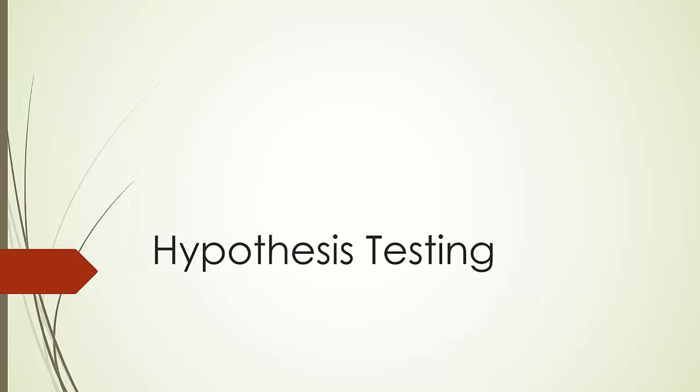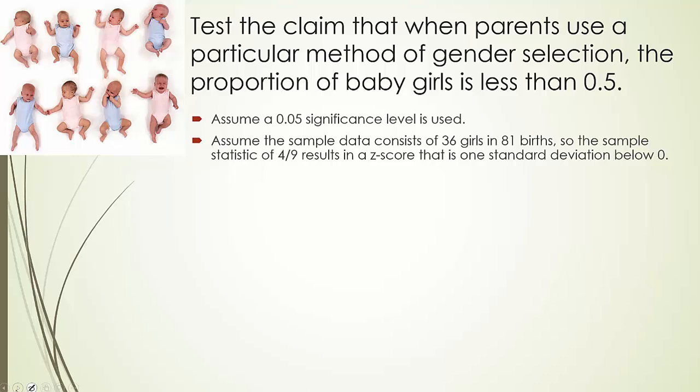In this video, we're going to look at hypothesis testing. We're going to look at this through the use of several examples. For our first example, we're to test the claim that when parents use a particular method of gender selection, the proportion of baby girls is less than 0.5. We are to assume a 0.05 significance level is used.